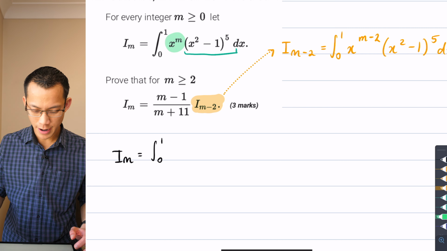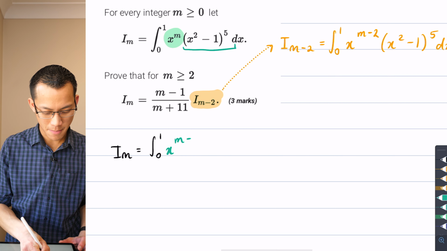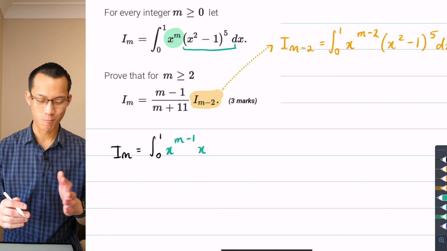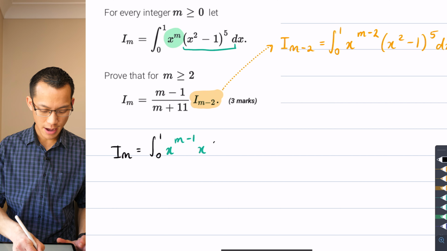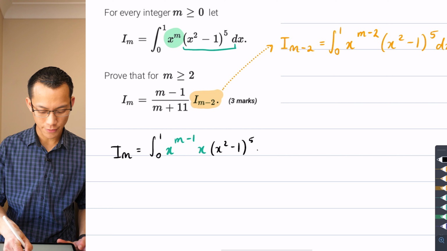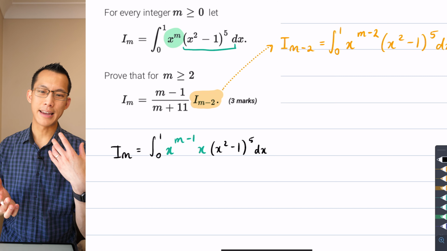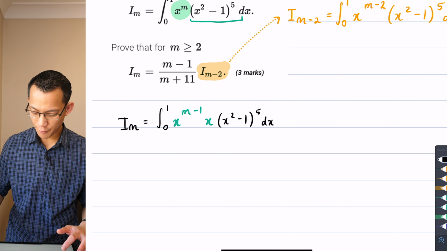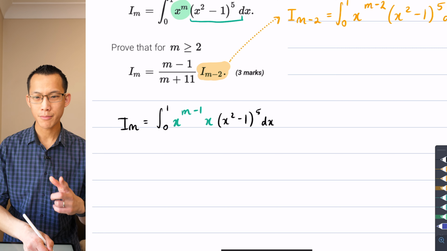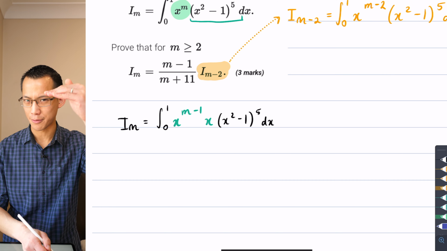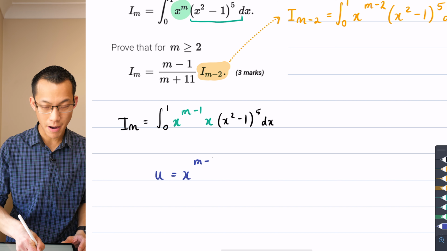So therefore, here's what I'm going to write. I'm going to break apart that x to the m into an x to the m minus 1 and an x, which looks not simpler, but it will help us with the integration by parts that's about to ensue. I'm then going to get (x squared minus 1) to the 5 dx. There's no change there. And now I'm ready to choose my u and my dv. Rather than choosing the x to the m minus 1 term as dv, which integrates and goes away from where I want to go, I want to go down, not up, I'm going to choose that as u. So that's x to the m minus 1.